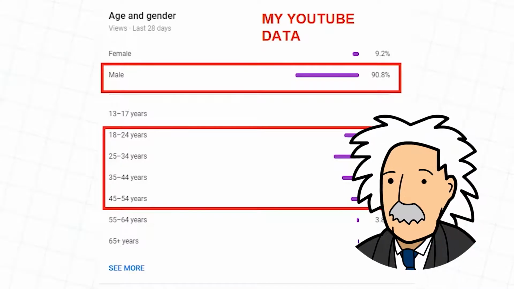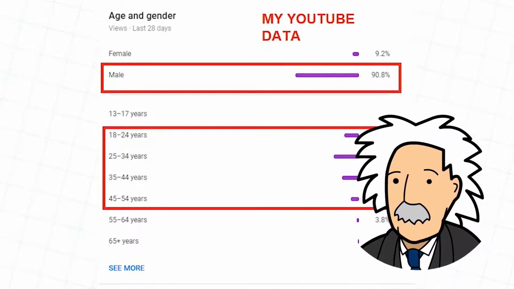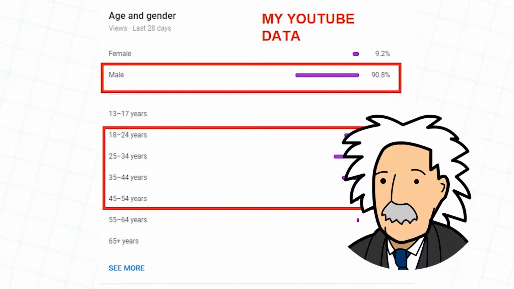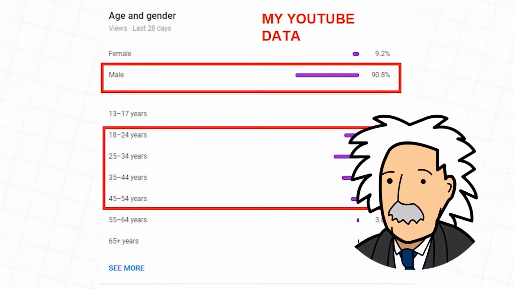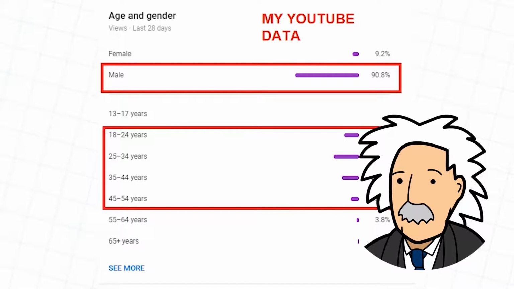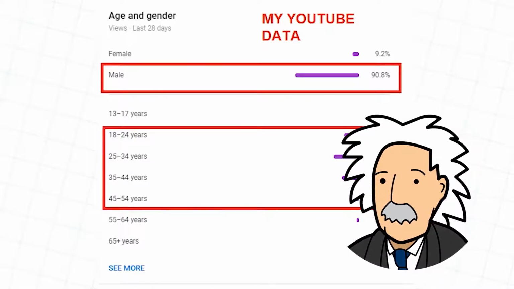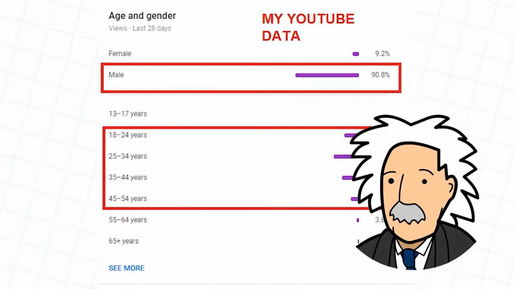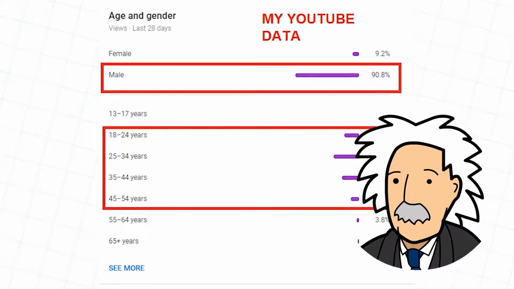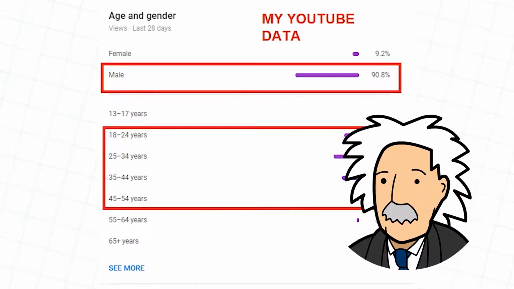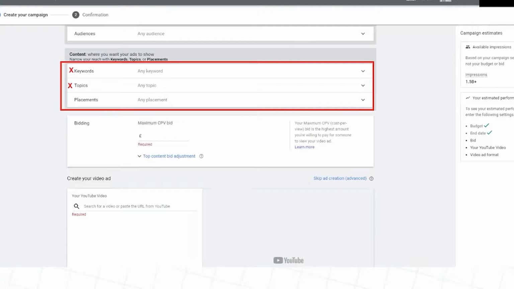Next, for the demographics. If you have some stats, try to exclude the irrelevant viewers. So for me, that's those above the age of 45 and anyone below the age of 70. As for the gender, you can see it's above 90% male, so we will only be advertising to males. Do not select keywords, do not select any topic.